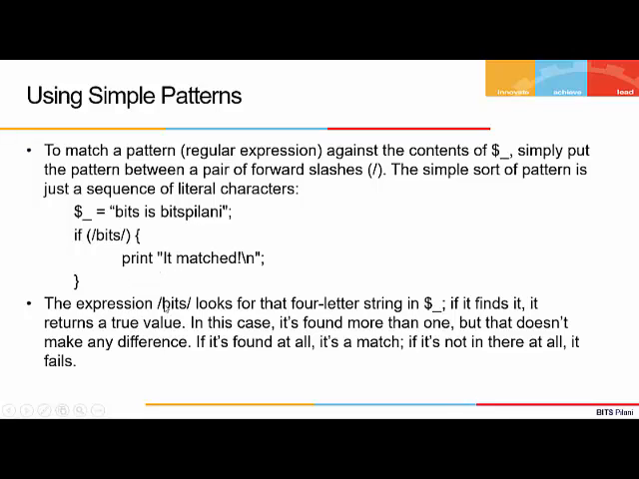The expression put between the slashes, "bits", will look for all four characters, B, I, T, and S, and if it finds them, it will return the value true. In this case, it found more than one, but that doesn't make any difference. It is found in the match, and that's all, and it will return a true value. And if it doesn't find it, for example if you check for "Goa", then it returns a false value and the match fails.